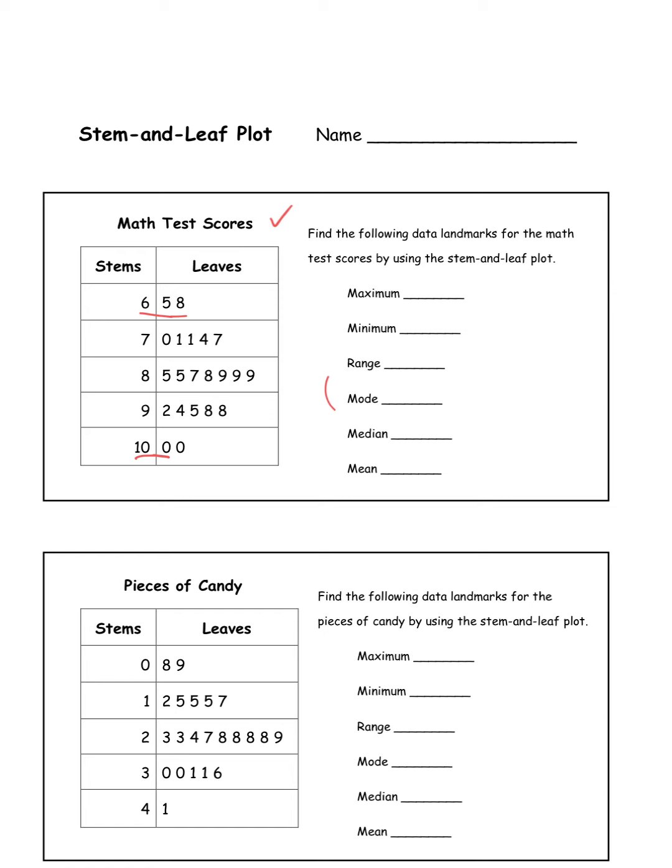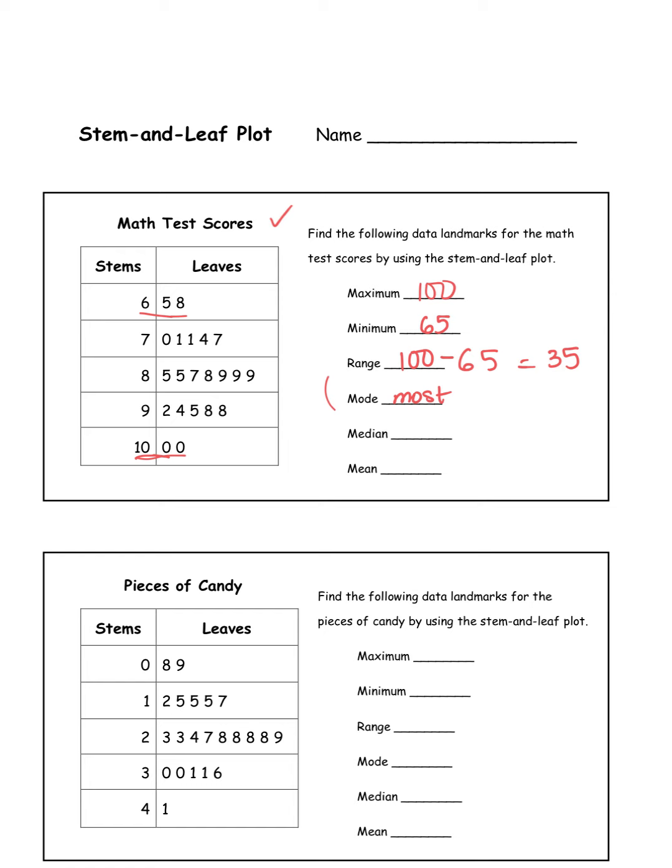Maximum means the highest score, which is 100, right? This 10 and 0 means 100. Minimum is the lowest score. With the maximum and the minimum, I am able to find the range. 100 minus 65 gives me 35. Mode means most, the one that repeats the most.